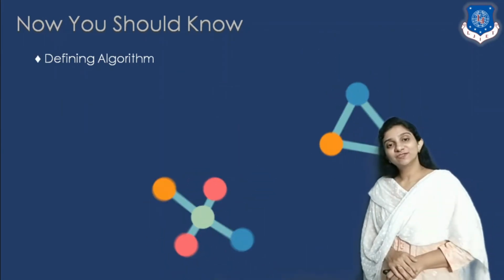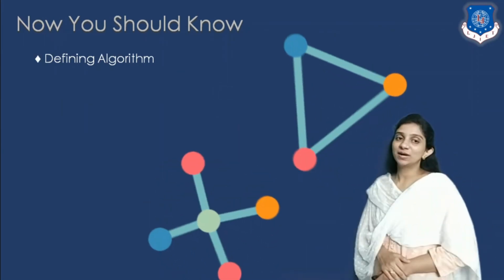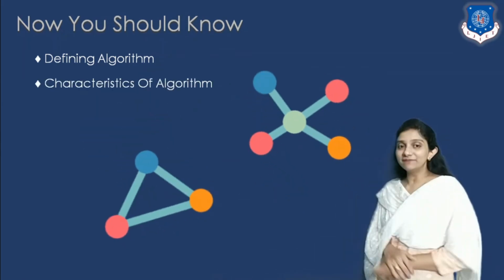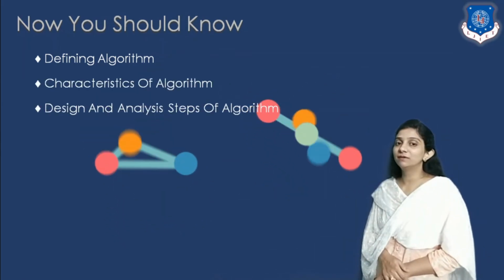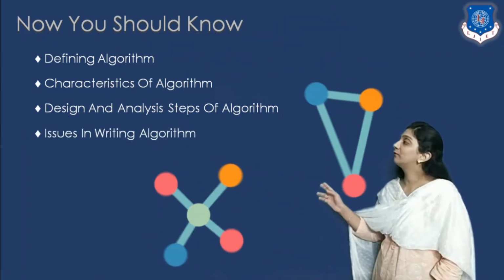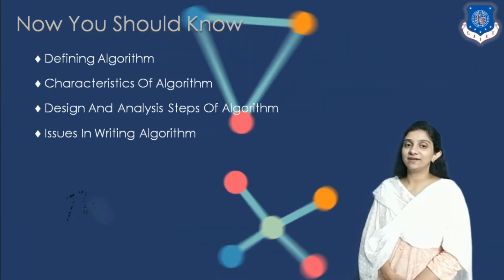At the end of this particular lecture, you should be able to answer what is the definition of an algorithm, what are the 5 important characteristics of an algorithm, what are the steps of design and analysis of an algorithm, and what are the 2 important issues in writing an algorithm.